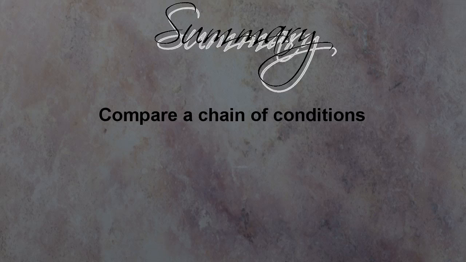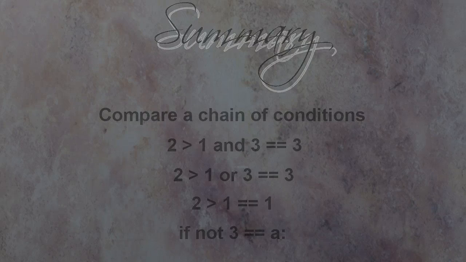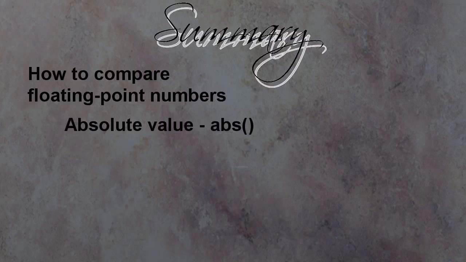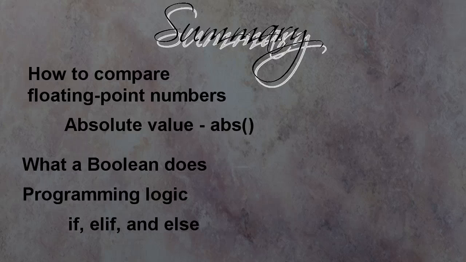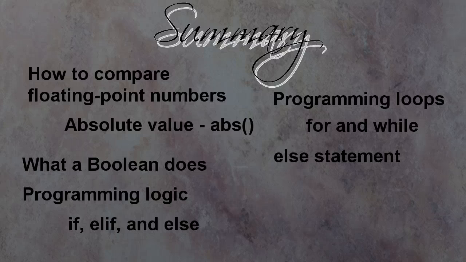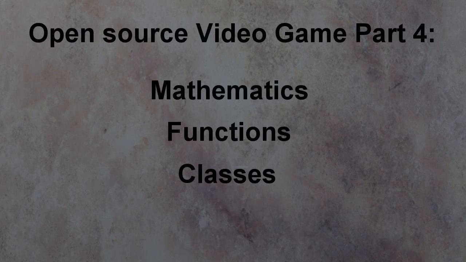Different ways to compare a chain of conditions with the and or statement, as well as the combined and condition chain. We learn how to negate the conditions by using the not statement. How to properly compare floating point numbers with Python's built-in absolute value function, what a Boolean value does, and indenting blocks of code. How to include logic into our code with the if, else, and elif statements. Loops and sequence data such as the for and while statements. Different ways we can use the else statements such as the if, for, and while statements. How to use the break and continue statement with the while statement. We also learned how to prevent our code from never-ending loops. Part 4 we'll start with mathematics, functions, and classes.